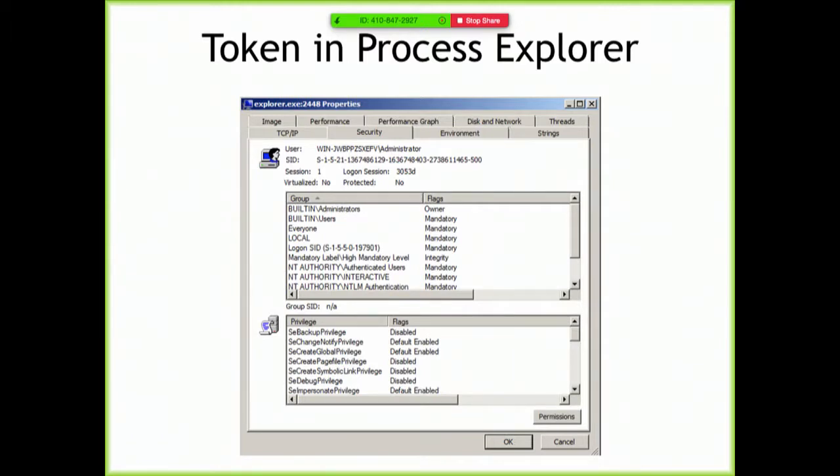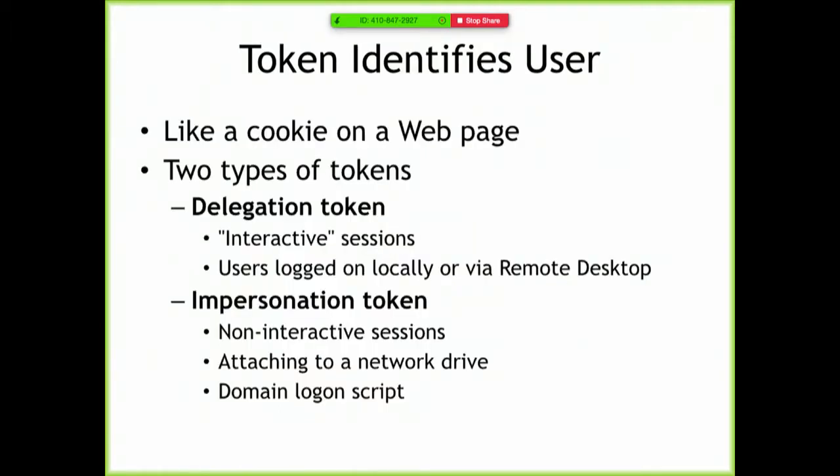Just looks very similar. There's a security tab that shows you the name, the group they're in, and here's who I am. I'm this SID, the administrator. I'm in these groups, and I have these privileges: backup, change notify, global, and so on. Many little elemental activities, and it determines whether I can do them or not with that token. So it amounts to like a cookie on a web page. It just identifies who you are and what you're allowed to do.